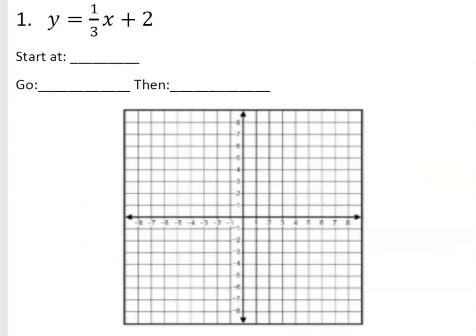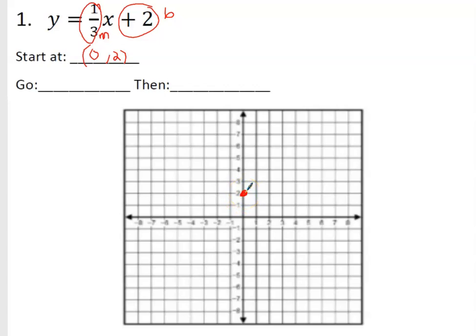So we have y equals 1/3 x plus 2. Right? And if you want to, I would either circle or highlight somehow. So 1/3 is going to be my slope. A positive 2 is going to be my y-intercept. So that means we're going to start at the point 0, 2. Right, that's our y-intercept. So I'm going to start at the origin, which is right here in the middle. I'm going to count up 2 spots, and I'm going to put a dot there.